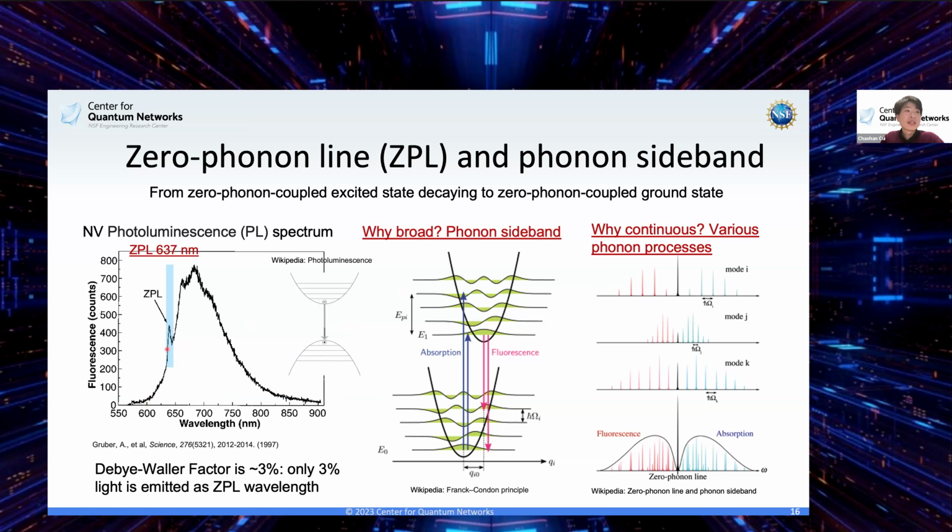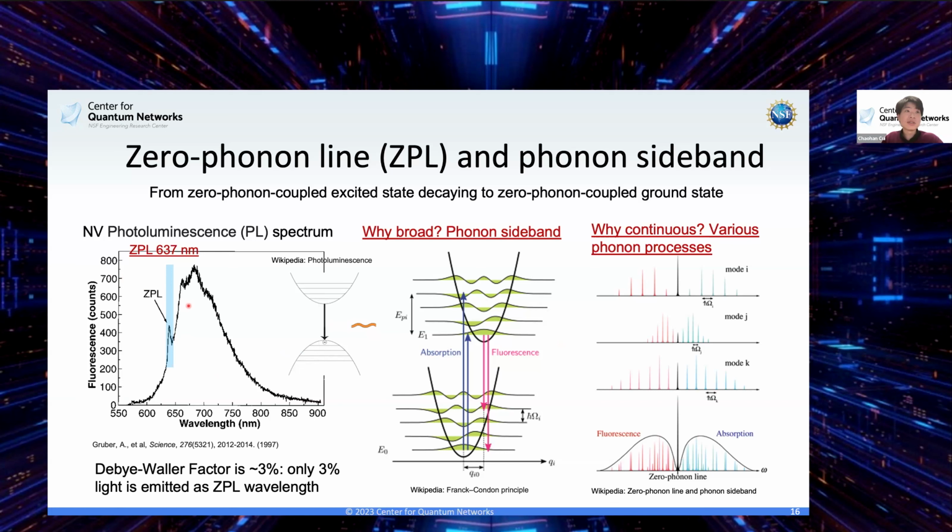The reason you get this big broad background hump is because of the phonon sideband. See here, you will have a significant chance that your electron at the excited state will jump not to the zero phonon state of your ground state, but to some state that's coupled to the phonon. So some energy is taken away by the phonon. That's why the photon, when you measure it in your spectrometer, actually has a longer wavelength, because it's losing its energy to the phonons.